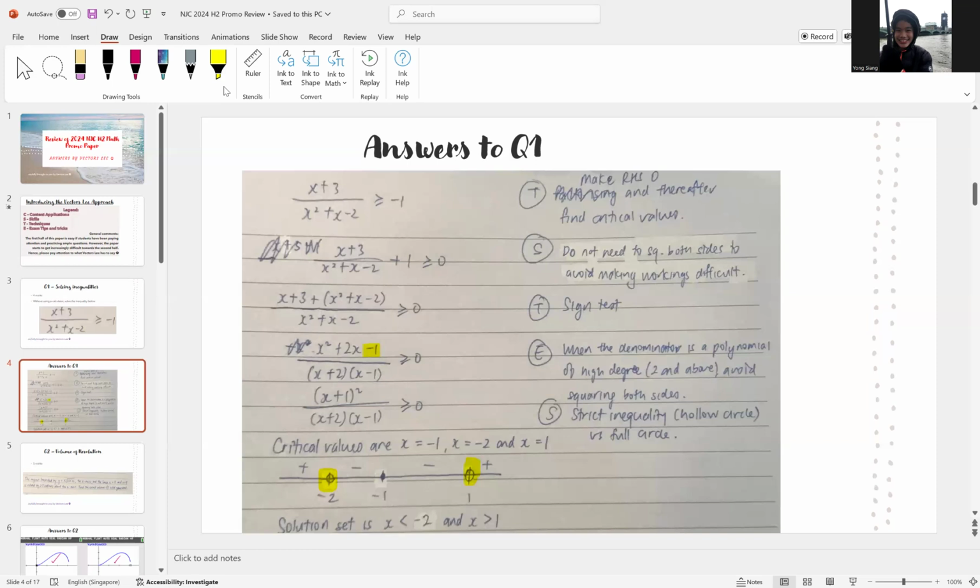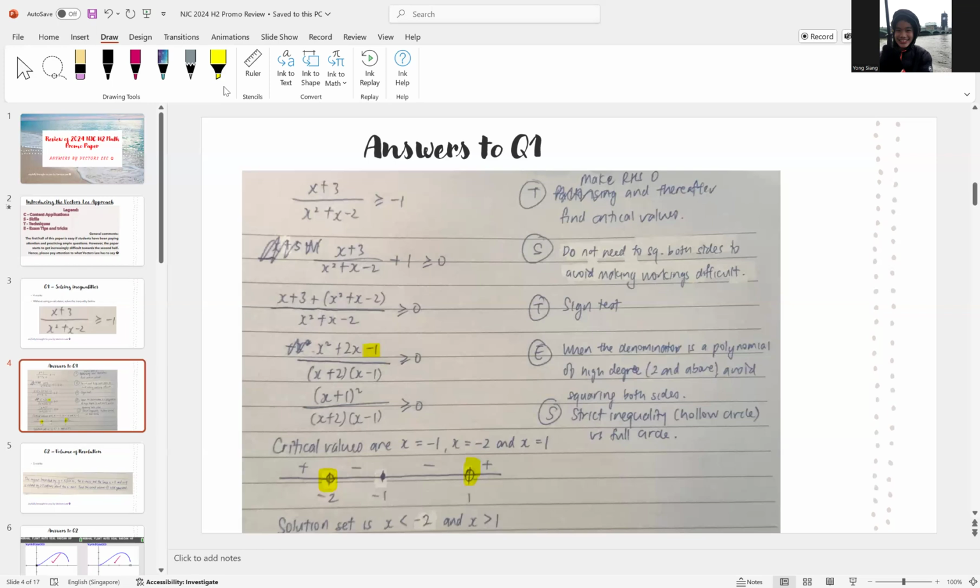Then, a skill that you need to know is also when to use strict inequality and when to use not so strict inequality, which is a full circle. When it's a full circle, it is largely dependent on the equality sign. Like here in this case, greater than or equal to 0, 0 is included. That is why I put a full circle when x is equal to negative 1. But if it's more than 0, it should be a hollow circle because it cannot include negative 1, because negative 1 is going to make the expression equal to 0.